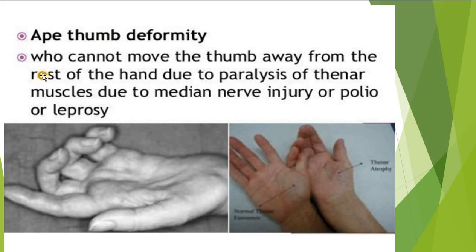The ape thumb deformity: the patient cannot move the thumb away from the rest of the hand due to paralysis of the muscles supplied by the median nerve, and you can see it in polio or leprosy patients.